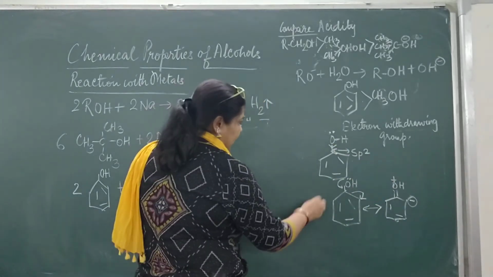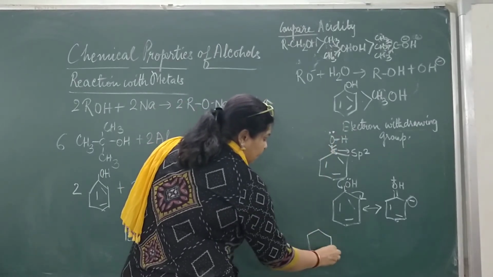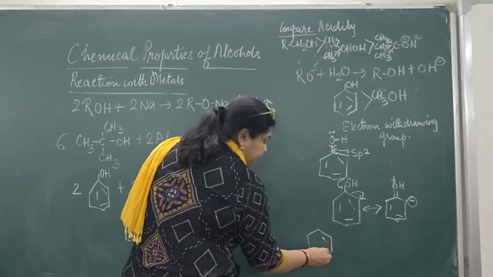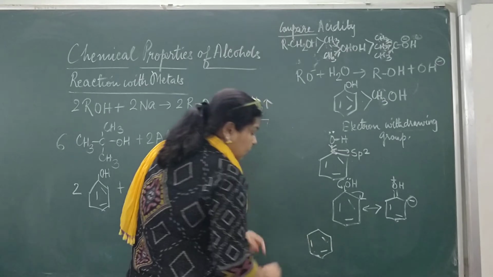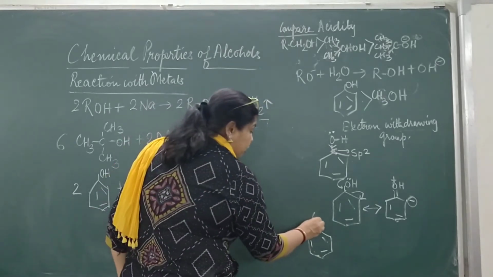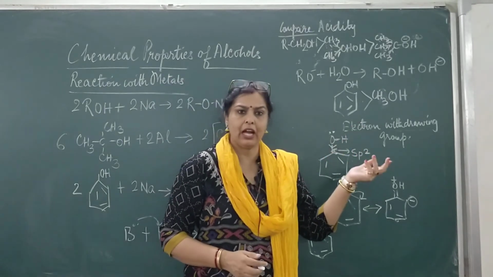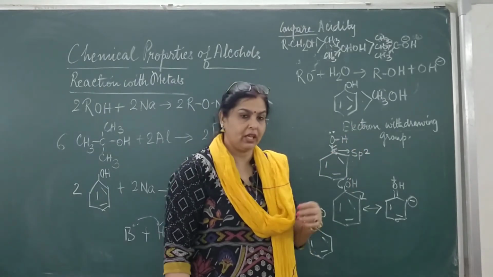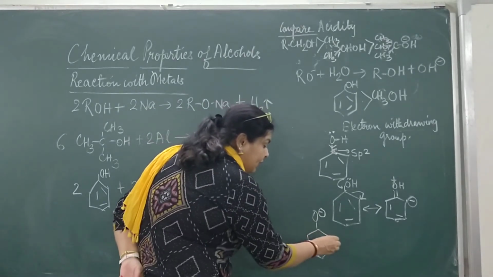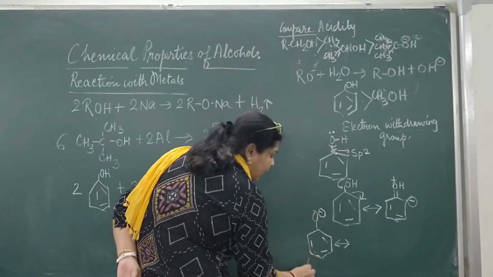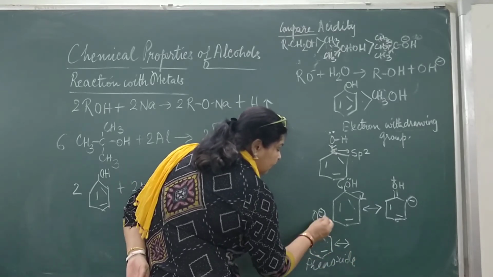Third reason, मैं आपको बताती हूँ, मान लो हाइड्रोजन इज रिमूव्ड. So we get a phenoxide. मान लो ये एसिड बन गया और ये इसने अपना H+ रिमूव कर दिया. नाउ दिस फिनॉक्साइड इज ऑल्सो रेजोनेंस स्टेबलाइज्ड.